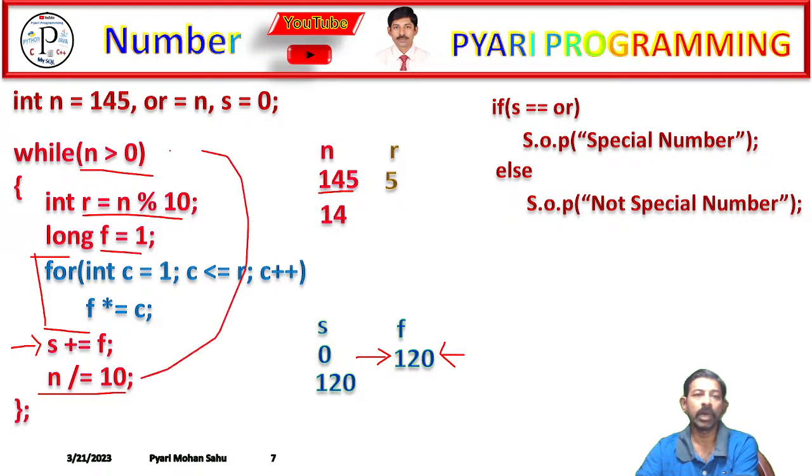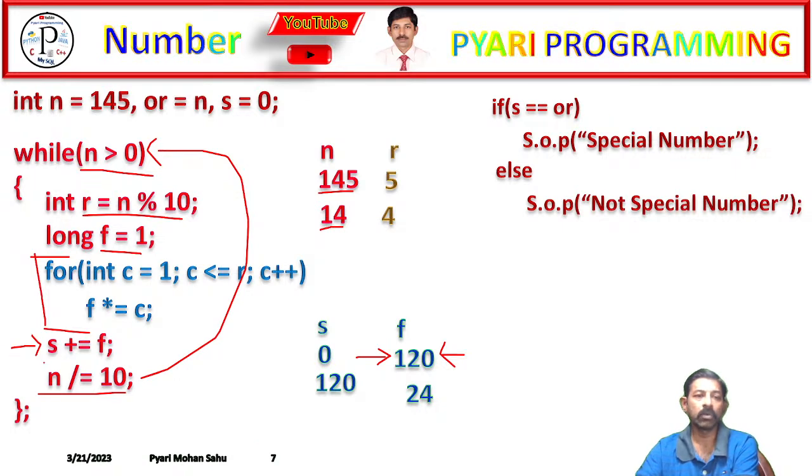I have to go back to the top. n is greater than 0. 14 is greater than 0. True. Remainder is 4. Now once I got the remainder, I will calculate the factorial. Factorial of 4 is 24. So that's why directly I am putting 24 over here.